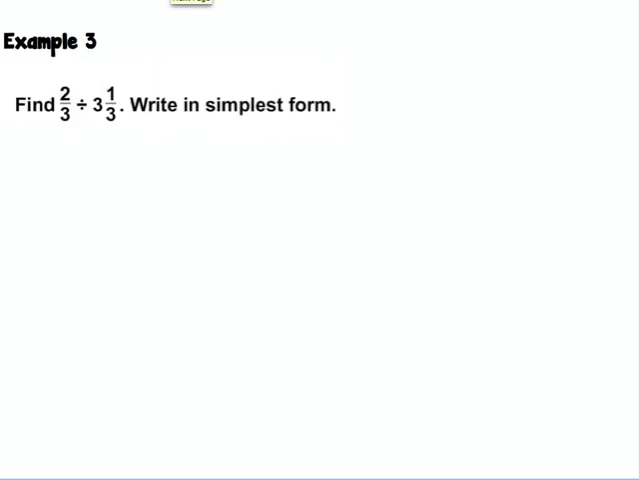Now I'm going to go on to my final example. In this example, we have a mixed number. So the first thing I'm going to do is write the fraction so that the second number is improper. So I start out with 2/3 divided by 3 times 3 is 9 plus 1 is 10/3. Now my next step is to rewrite the problem as a multiplication problem.